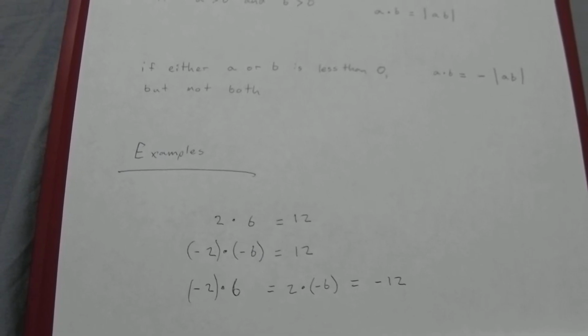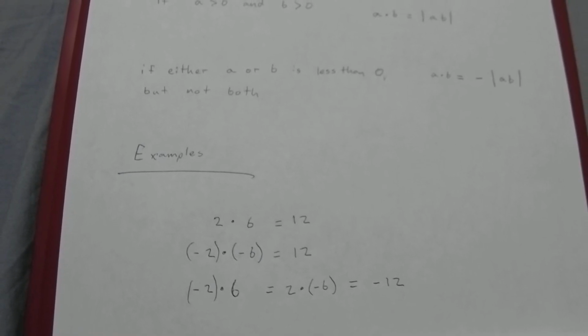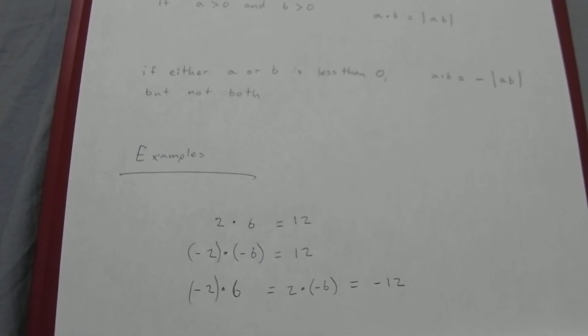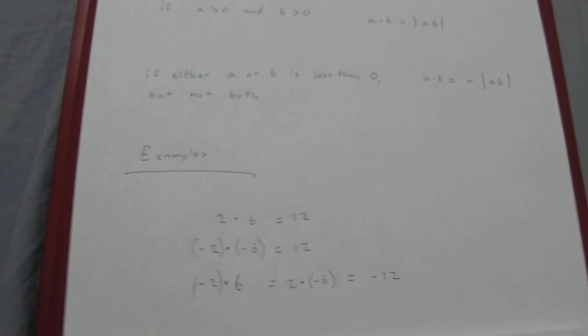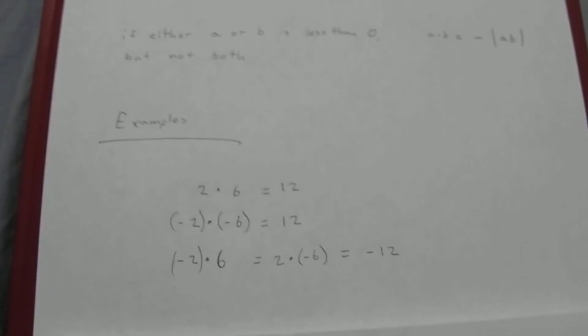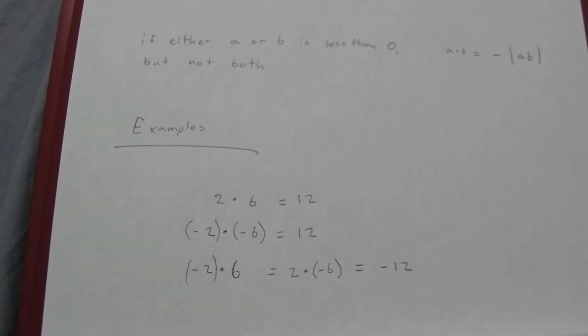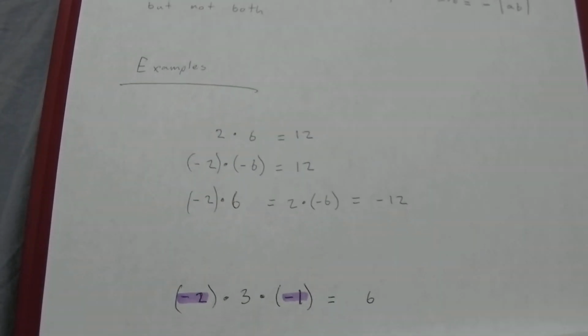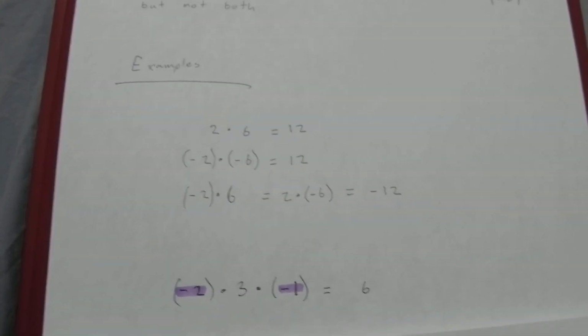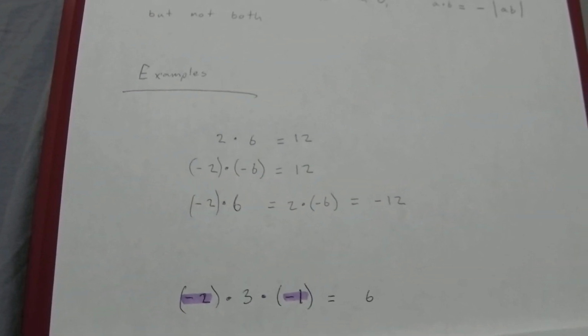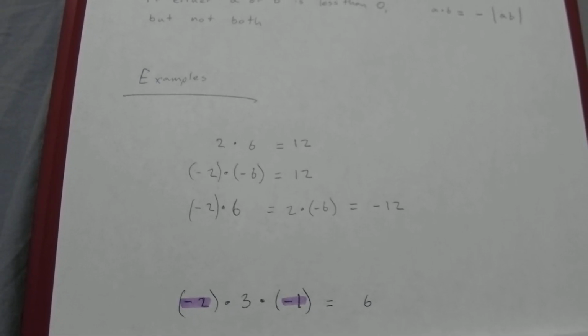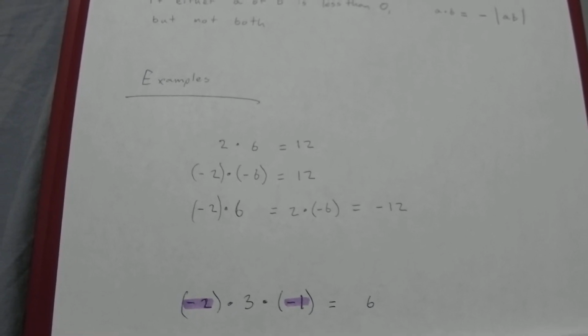But how do we know when it should be negative and when it should be positive? A good rule is to count the number of negatives in your multiplication problem. So let's consider 3 numbers. If there is an even amount of negative numbers, then your answer will always be positive.